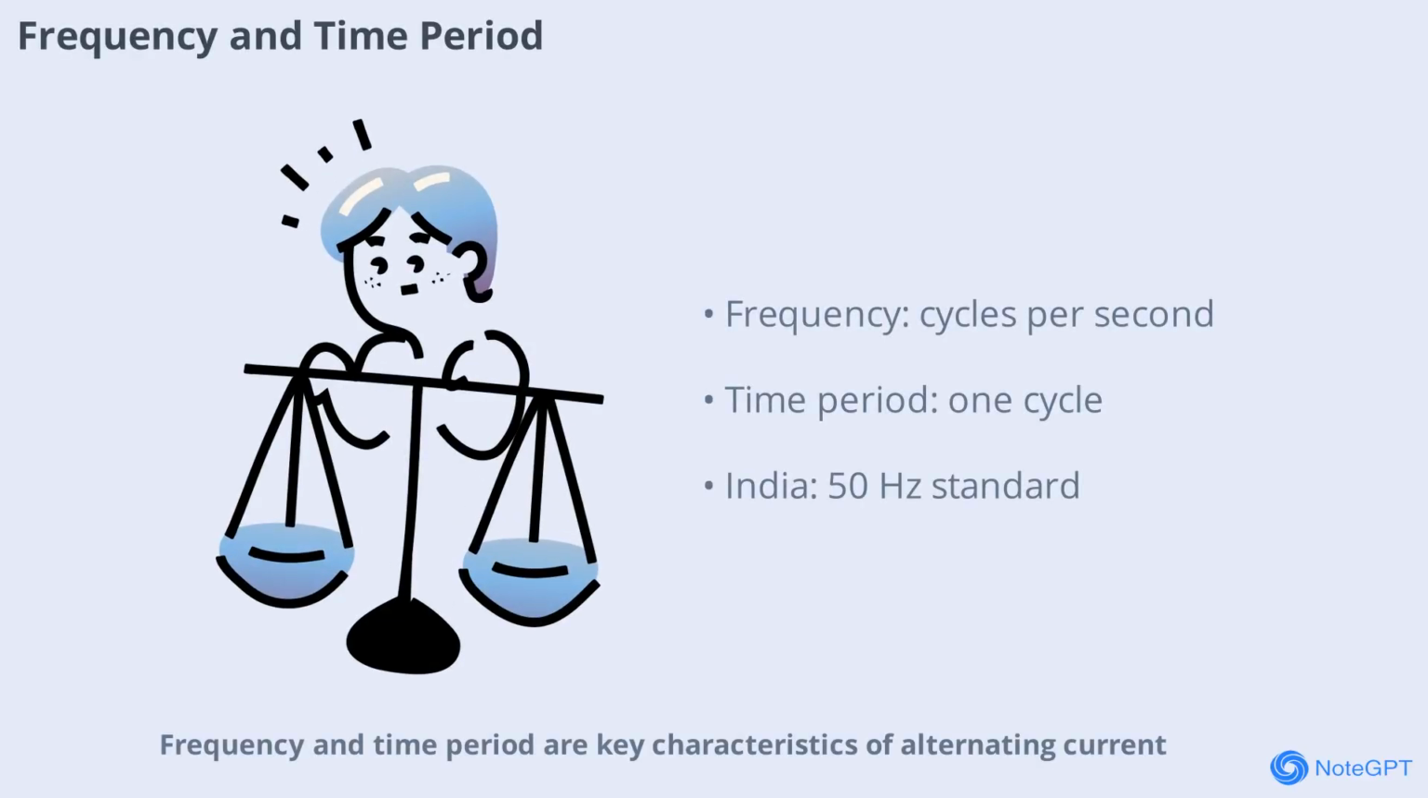Frequency and time period are key characteristics of alternating current. Frequency, measured in Hz, tells us how many cycles occur per second. The time period is the duration of one complete cycle. For example, in India, the standard frequency of AC supply to homes is 50 Hz, meaning the current completes 50 cycles every second. Understanding these terms helps in analyzing AC circuits and predicting their behavior in different applications.